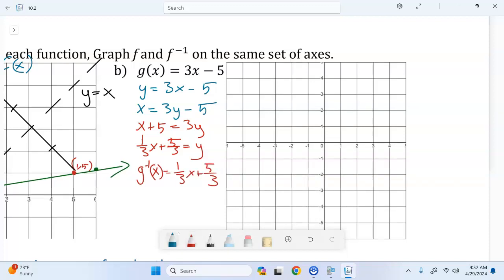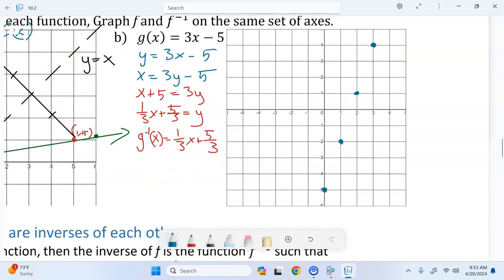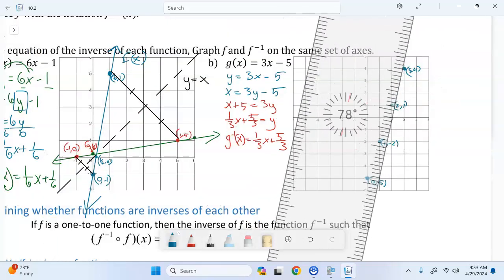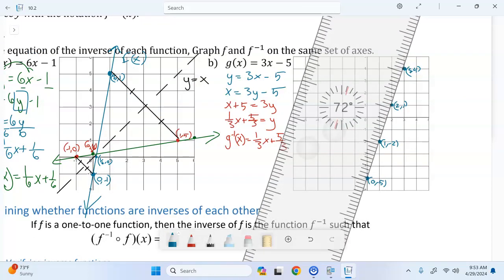Okay, so let's graph our original function first. g of x equals 3x minus 5. Where do I start? 0, negative 5, and then where's my next point going to be? Okay, which is what ordered pair? And we could keep doing that and keep filling in those points. So I've got 0, negative 5, I've got 1, negative 2, I've got 2, 1, and I've got 3, 4. There's my line. So we can draw our line, connect our points.